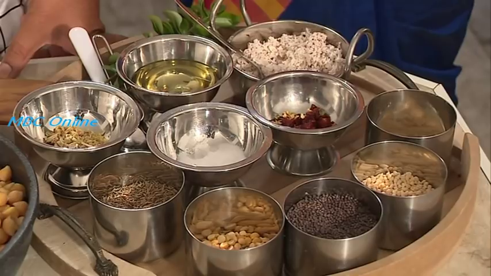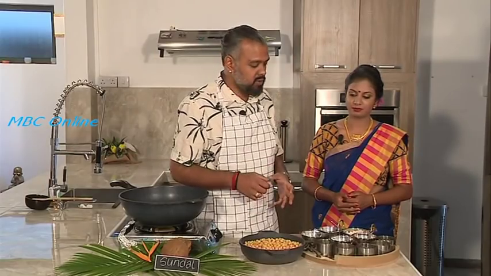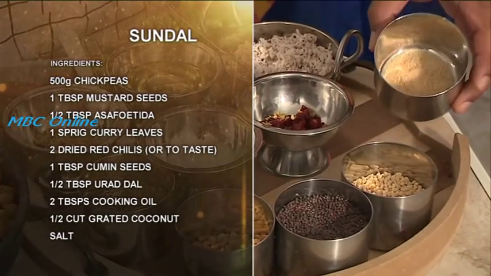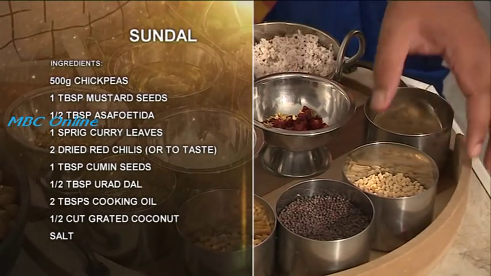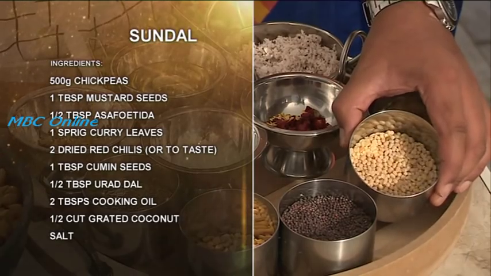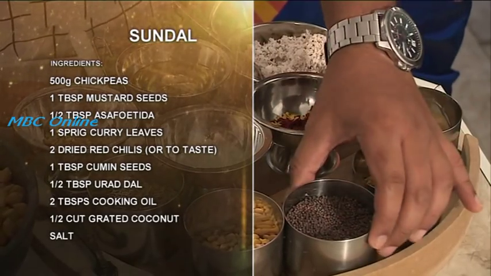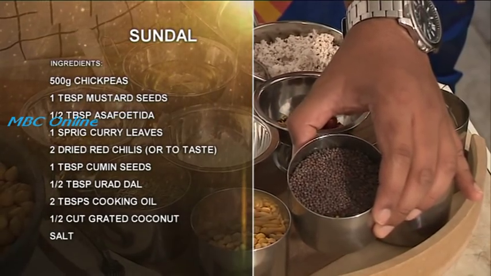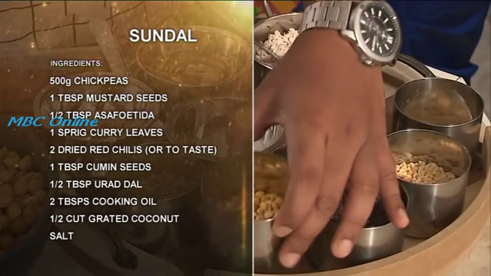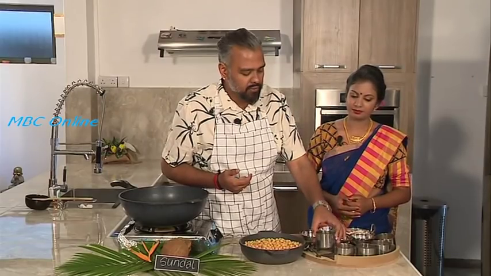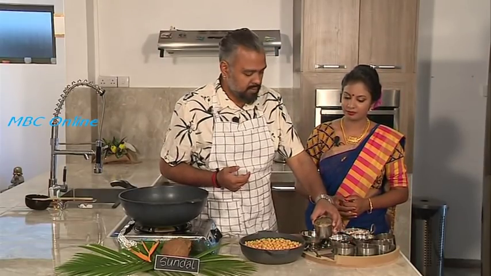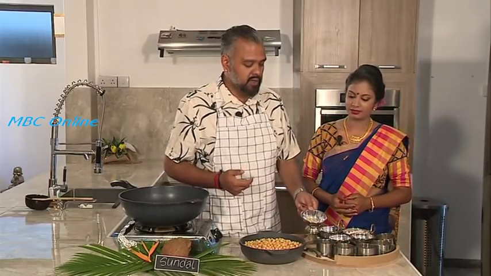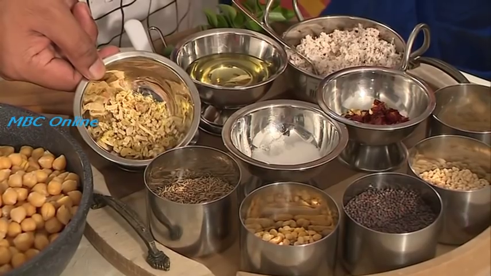The spices that we're going to use to prepare our sundal, we have perungayam or hing. We have ulundu paruppu, uraddal. We have kadugu, mustard seeds. We have kadalai paruppu, or dalgram as it's known in Creole. We'll use a little bit of siragam, cumin seeds. We have fresh ginger that has been chopped in little pieces.